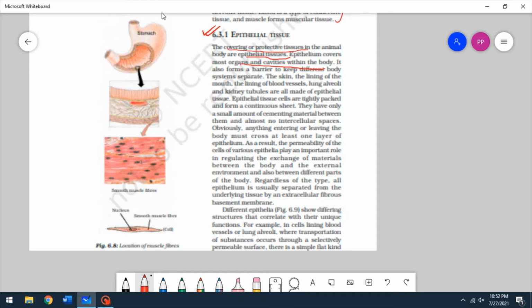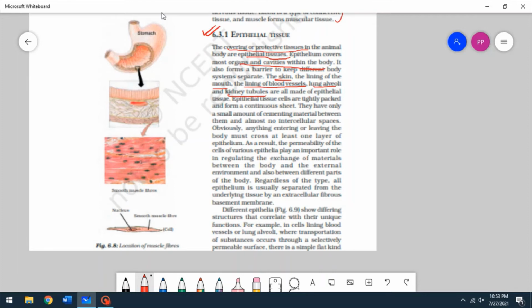So you can't have that continuity because each system has a different function. It keeps those organ systems separate. Epithelial tissue keeps the different organ systems separate. The skin, the lining of the mouth, the lining of blood vessels, lung alveoli, and kidney tubules are all made up of epithelial tissue. So there's this common misconception that epithelial tissue is the skin. But no, the skin has a type of epithelial tissue, alright? It's made up of a type of epithelial tissue.